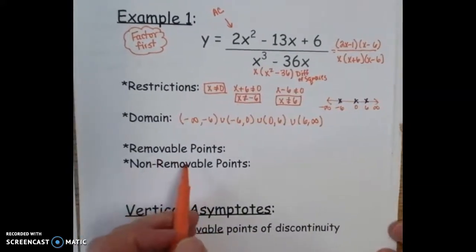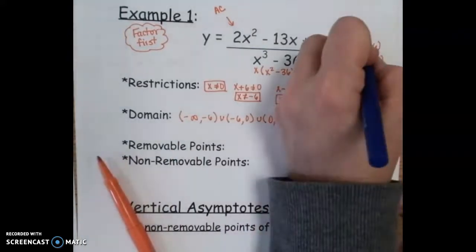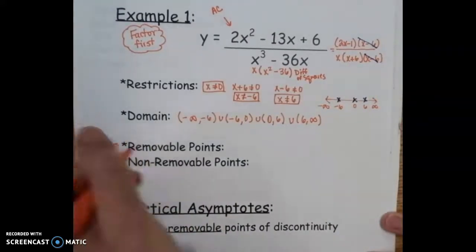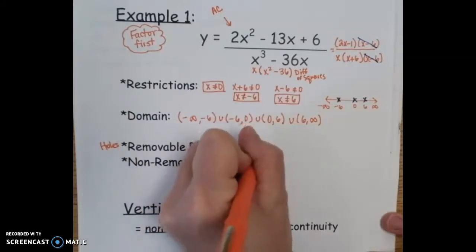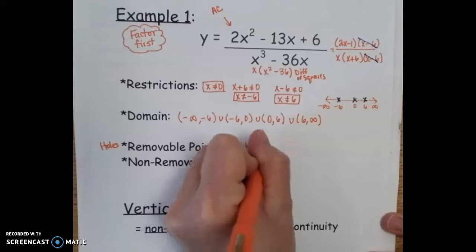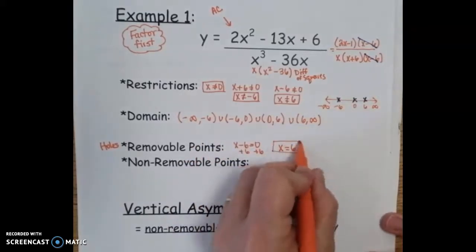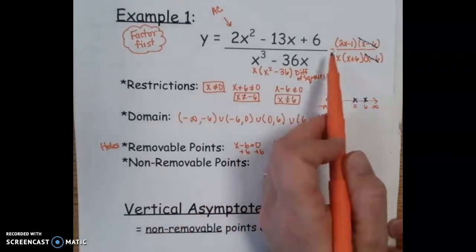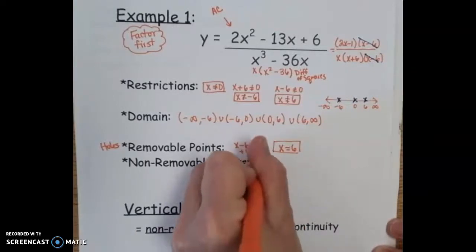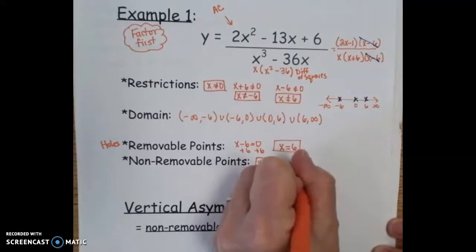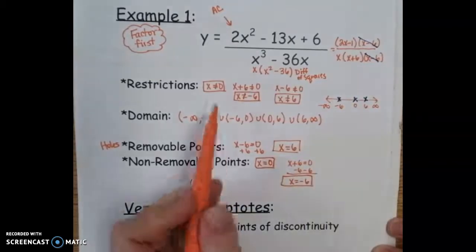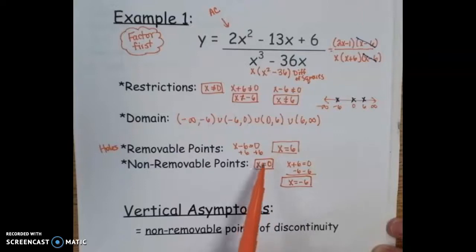Okay, so removable points. Again, removable are going to be the factors that we cross out. So we can cross out this x minus 6. So you're going to say x minus 6 equals 0. So you would add that 6. And we would find out that our removable point, or where the hole in the graph is, is at x equals 6. Non-removable is the factors in the denominator you did not cross out. So we did not cross out the x, so we're going to set that equal to 0. We did not cross out the x plus 6, so we're going to set that equal to 0. So x equals negative 6. Again, three restrictions. All of those were either removable or non-removable.